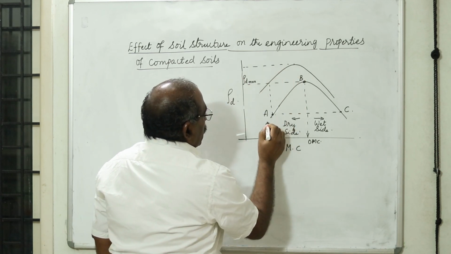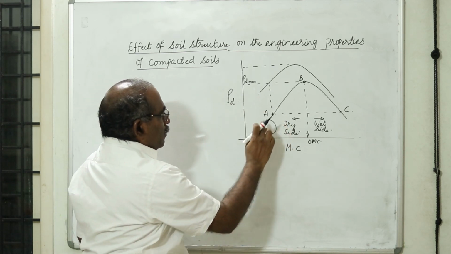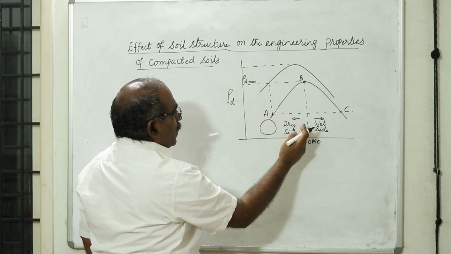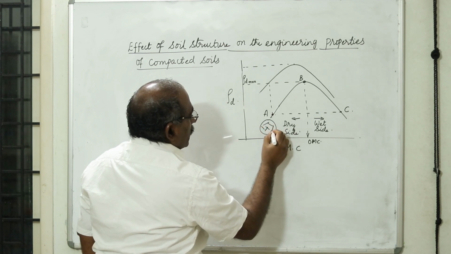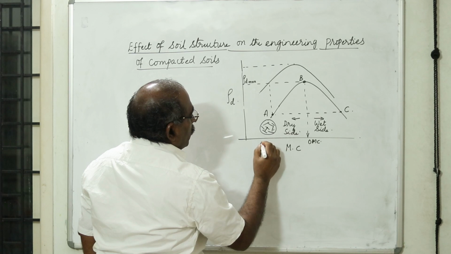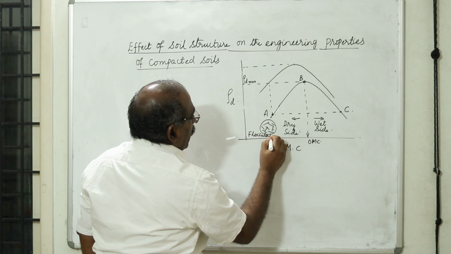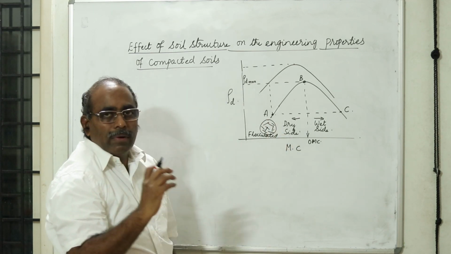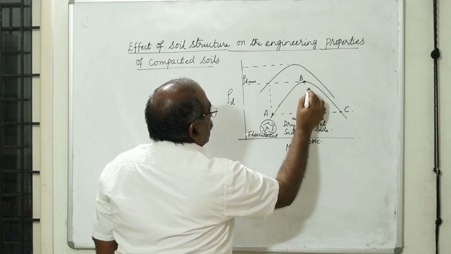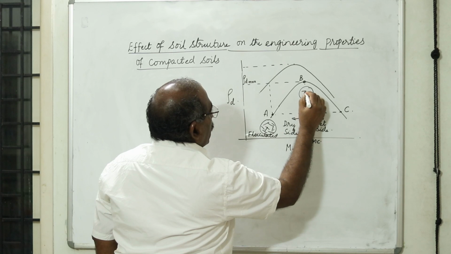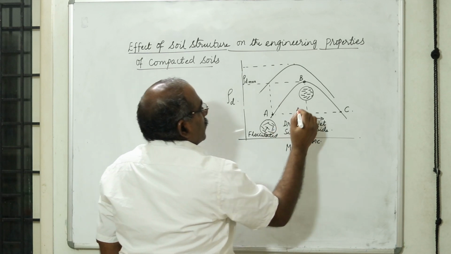Now when you try to analyze the microstructure of the soil at this position, when it is having a lesser water content on the dry side, we'll have more flocks in the soil structure. Because of this, it is relatively more flocculated, and as a consequence we will have very less density. As the water content increases, if I try to see the condition of the soil at the micro level, we will have a dispersed structure. This is dispersed.